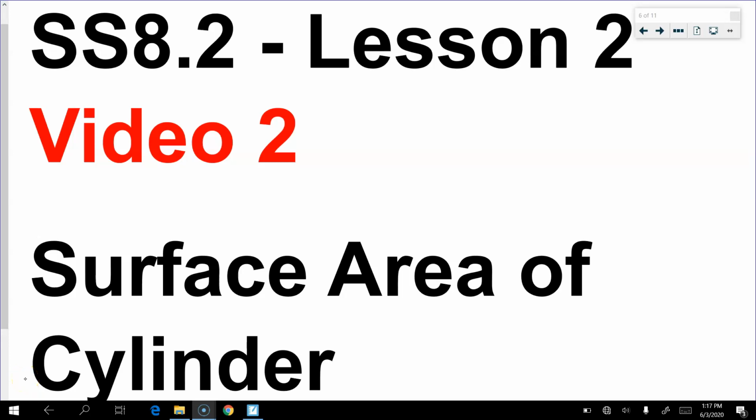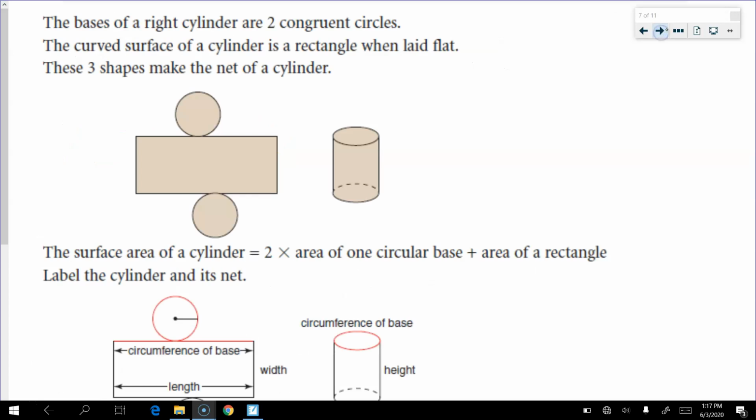All right, here's the second part to lesson 2, surface area of a cylinder. The bases of a right cylinder are two congruent circles. That would be your top circle and your bottom circle here. And the curved surface of a cylinder is a rectangle when you lay it flat. So if you unravel this, it makes a rectangle. And these shapes make this net right here.